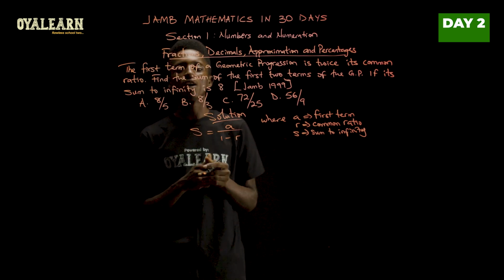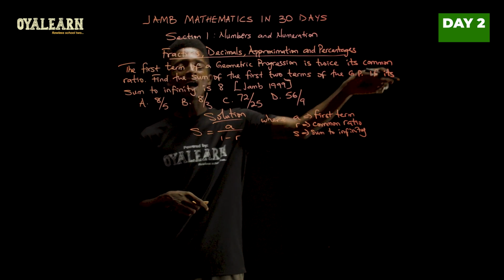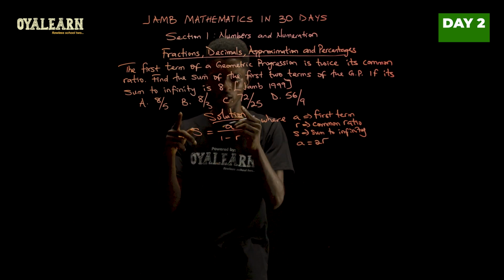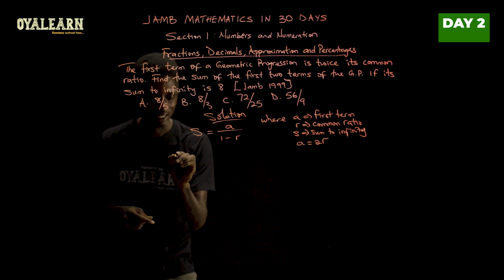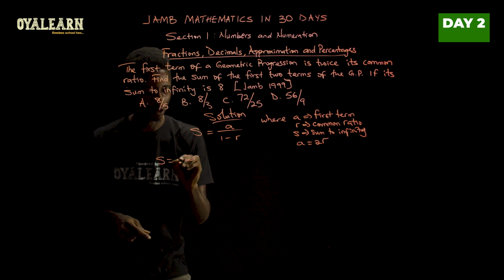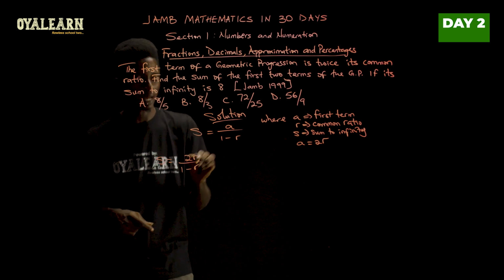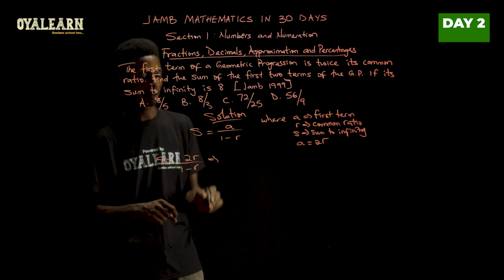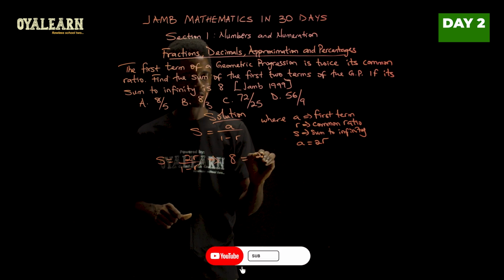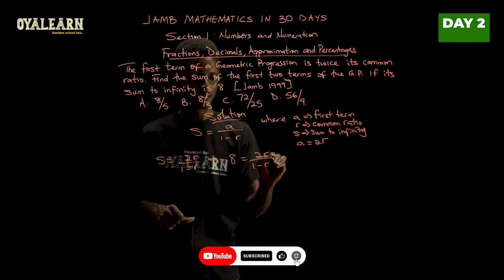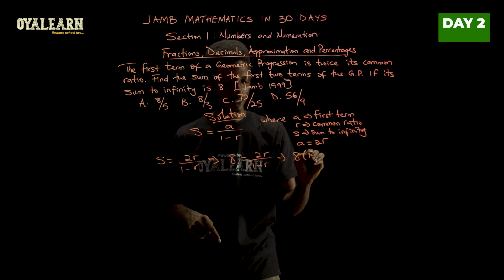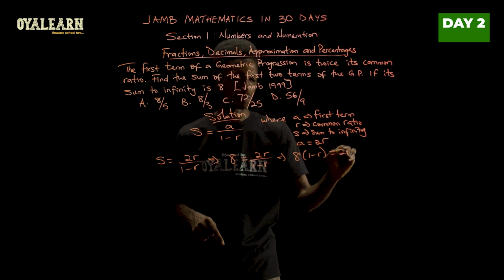Now, in the question itself, we are told that the first term is twice the common ratio, that is A equals 2R. So this equation can be written as S equals 2R over 1 minus R. Now let's put in the values. The sum to infinity is 8, so 8 equals 2R over 1 minus R. And when we cross multiply here, you would have 8 open bracket 1 minus R close bracket equals 2R.